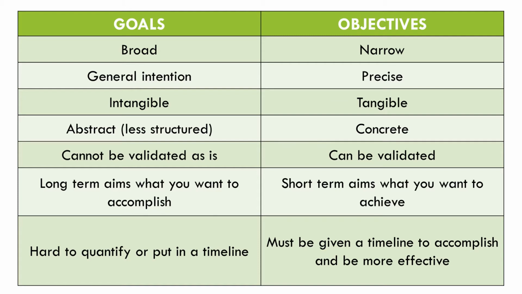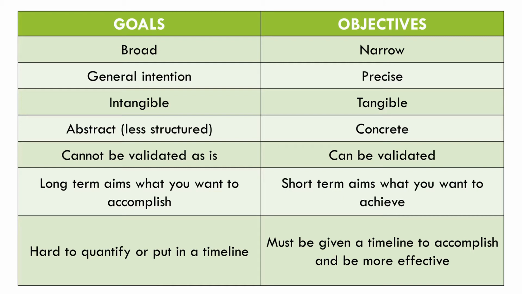In our goals, the statement is very broad compared to your objective, because an objective is very narrow. For your goals, since our statement is broad, our intention is very general. But objectives are very specific, therefore they are precise. And our goals are intangible. Why intangible? Because the intention is very general. The statement is very broad, it is not so clear, compared to your objectives.